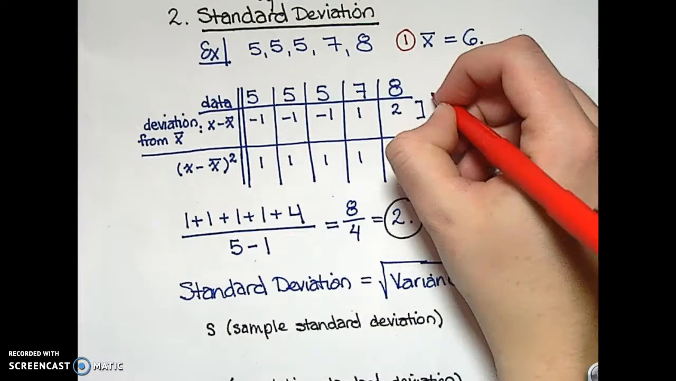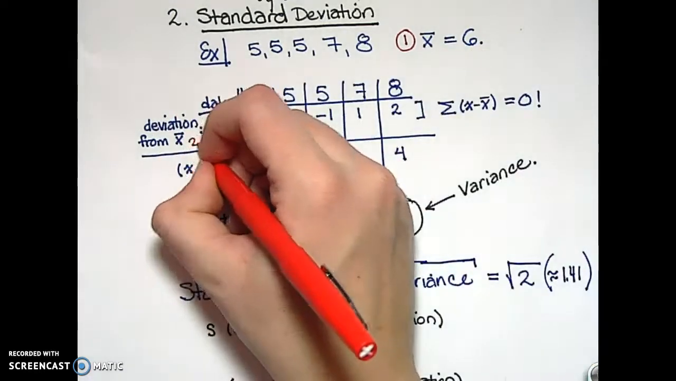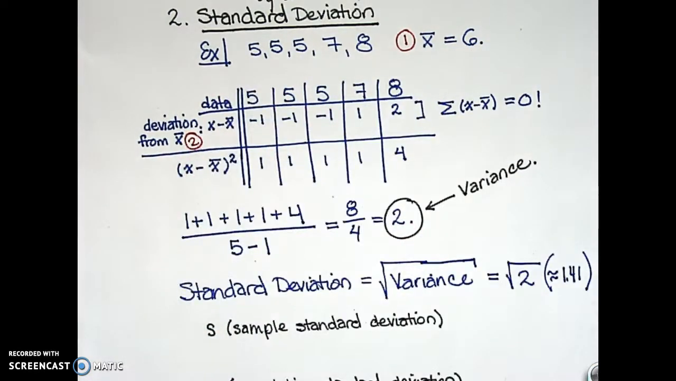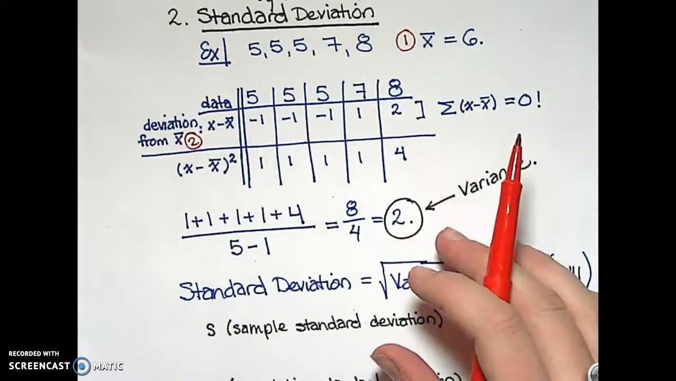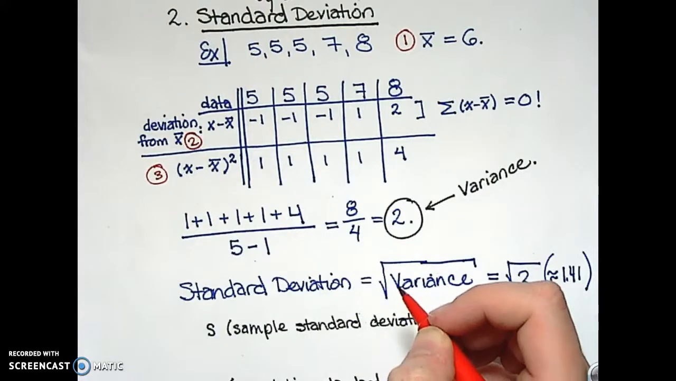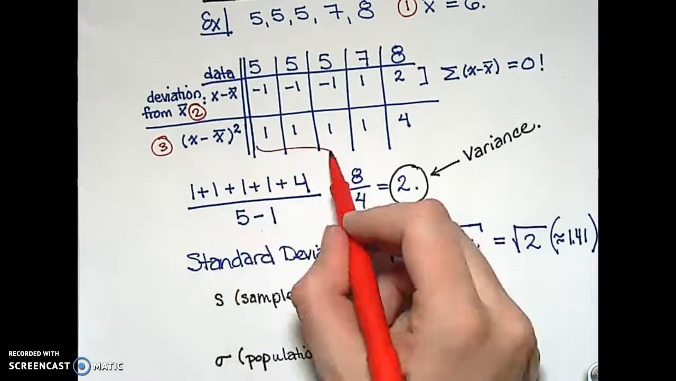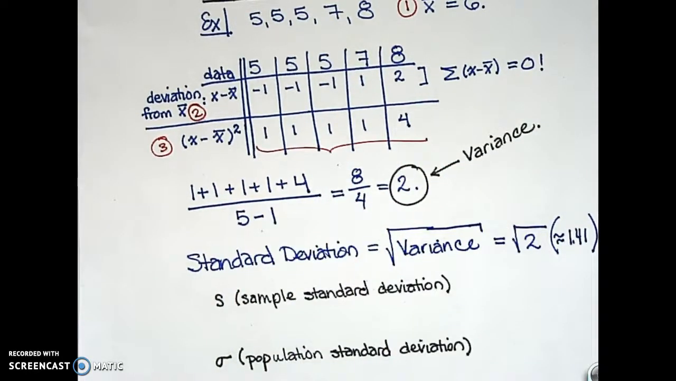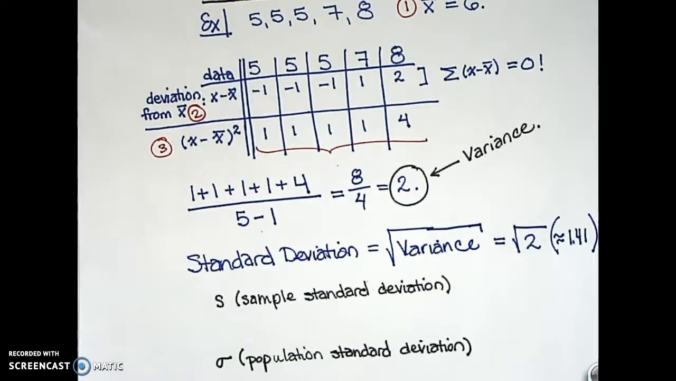Step 2 is to calculate the deviations from that average. So we calculate all these individual deviations here. Step 3, we square them. And then step 4, we added the squared deviations up and divided by n minus 1.